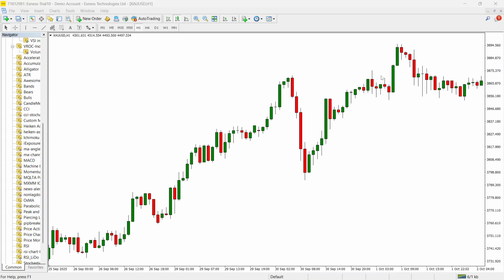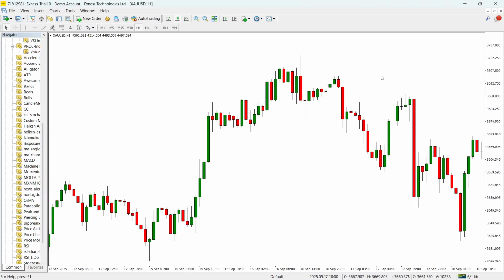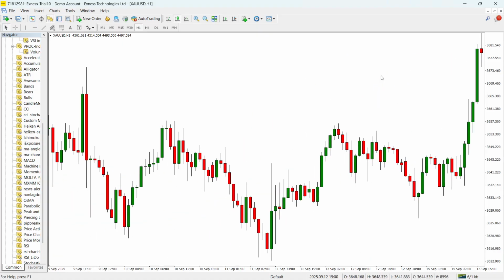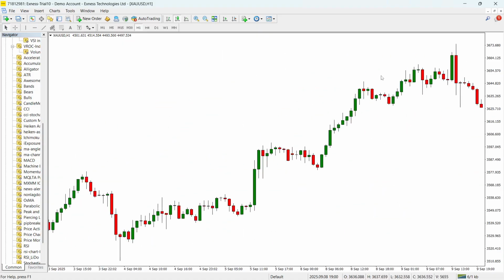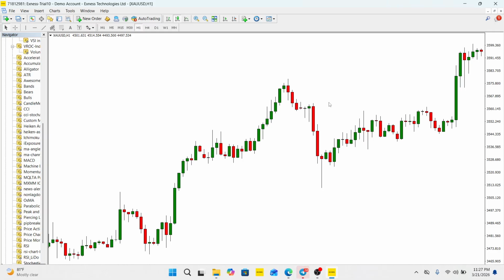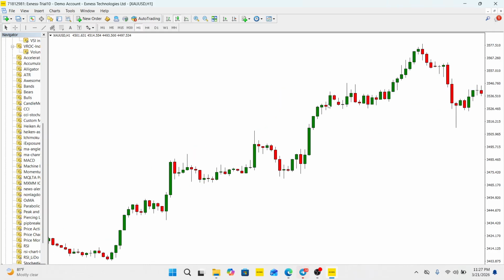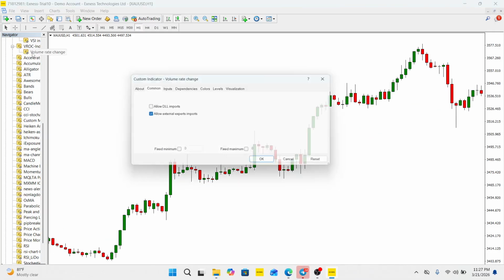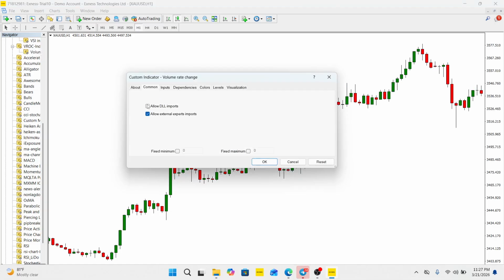Hello traders. In this video we are going to be talking about the volume rate of change indicator for MT4. This indicator measures how fast volume is changing over a chosen period, so you can visually spot surges or drops in trading activity that may signal shifting market interests. At this point I'll load the indicator on the chart so you can see how it looks in real time.